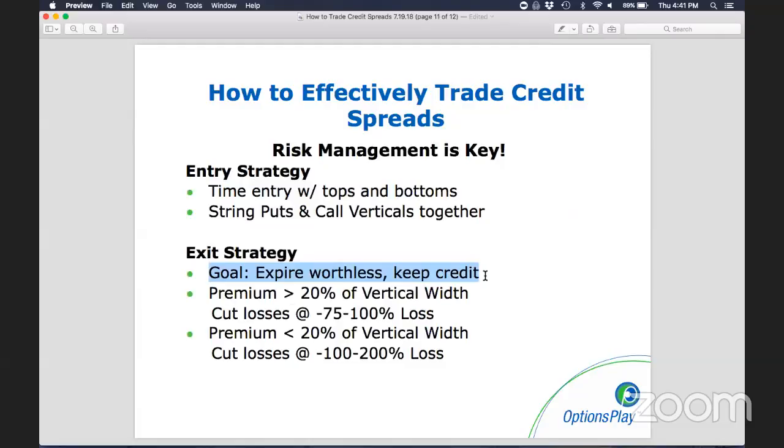On Friday expiration, you don't have to do anything. If they expire worthless, you keep all your credits, and you can come back Monday morning and sell another one. So from the taking profit side, it's usually pretty straightforward. You just let it expire worthless, and that's it.